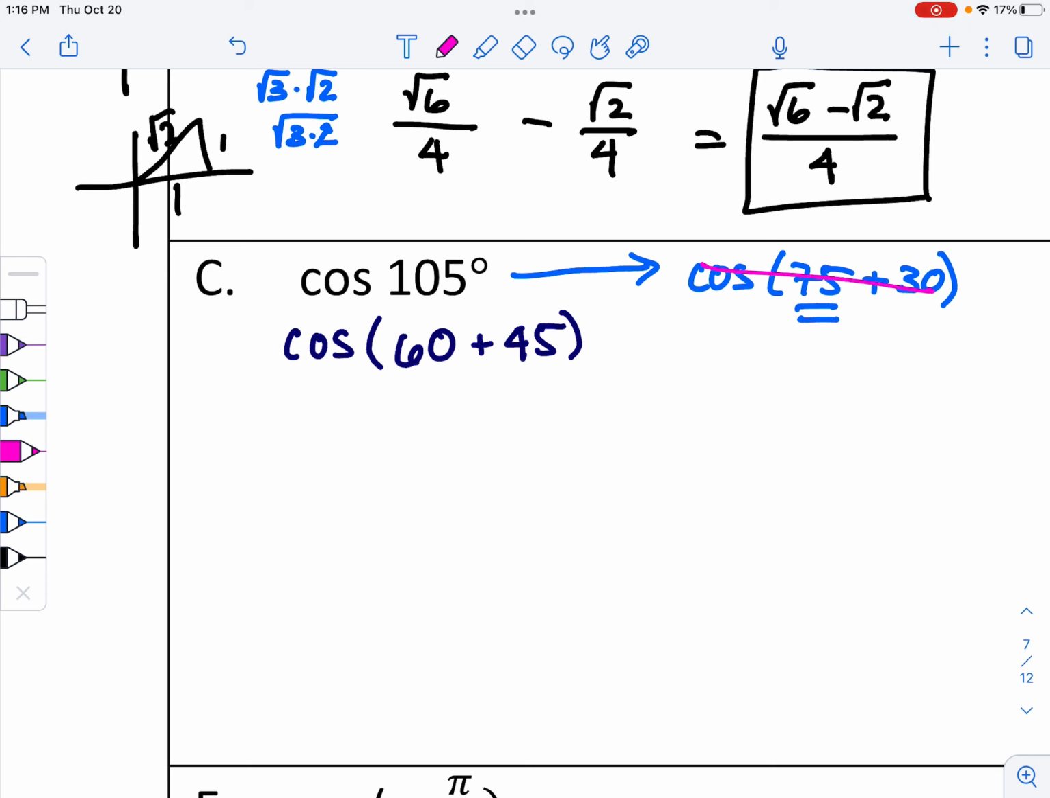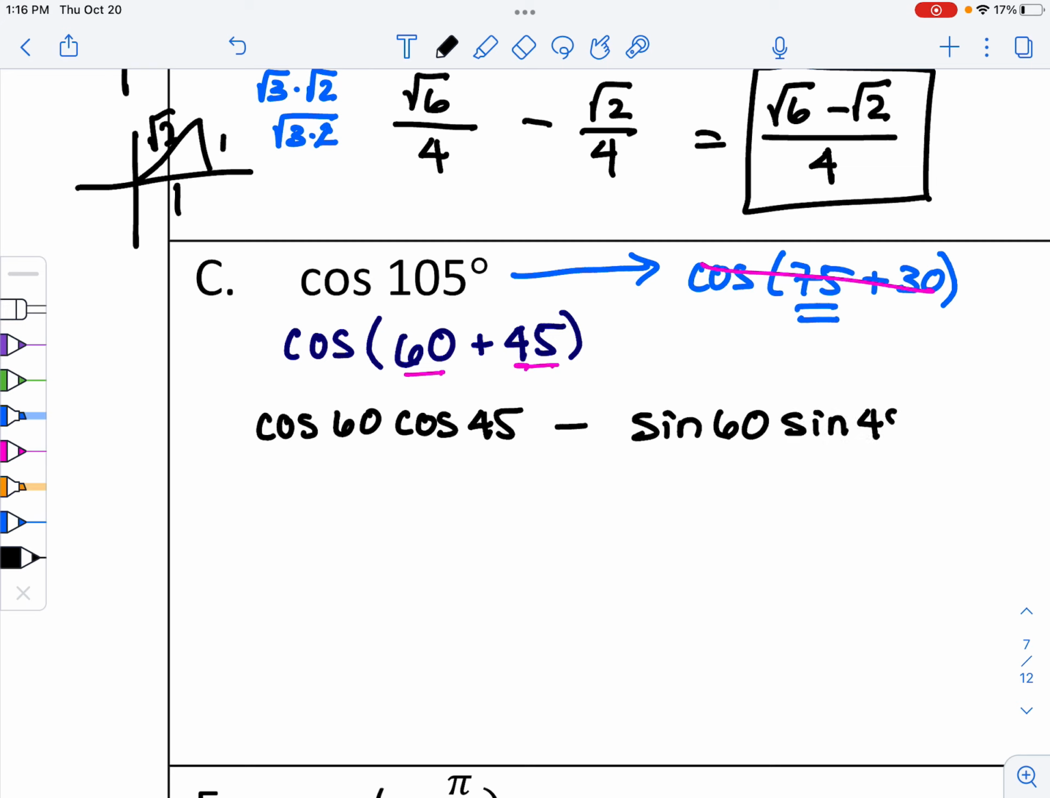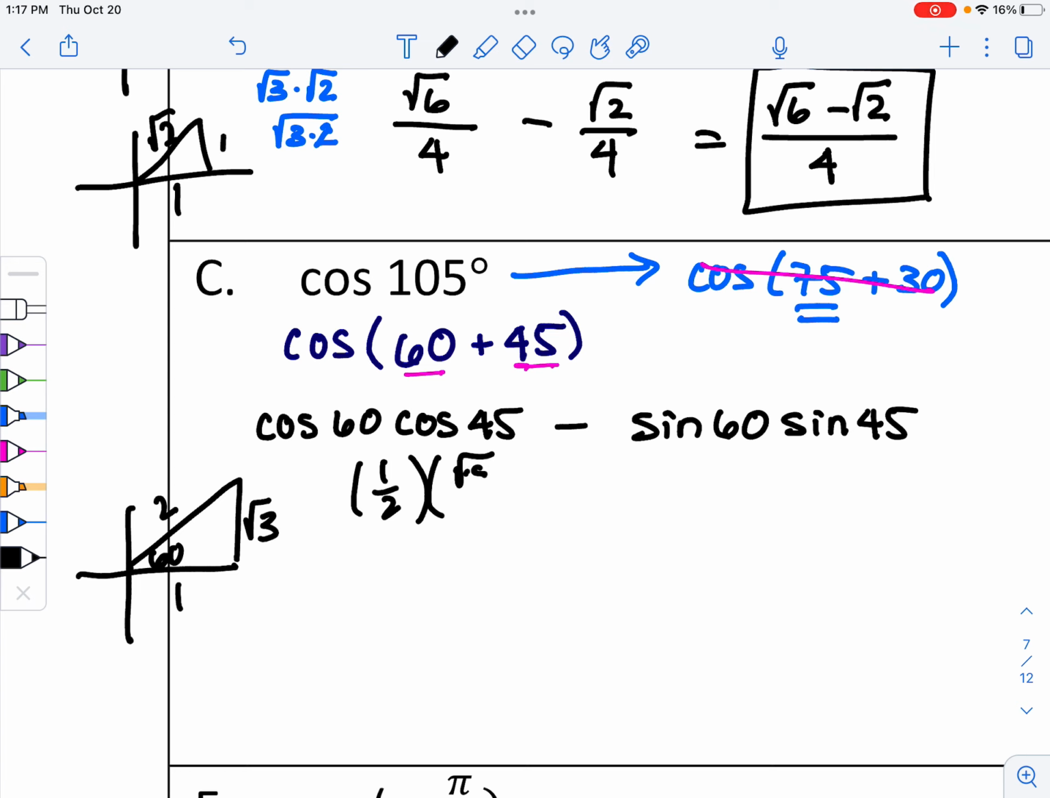So this is not a great example. This is not something that I would suggest that you do. You always want to pick angles that we know the side lengths to. Don't use angles other than the ones that we know. So if I do cosine of 60 plus 45, I would have the cosine of 60 times the cosine of 45 minus the sine of 60 times the sine of 45. We don't have a 60-degree triangle drawn, so let's go ahead and put that in there with a 60-degree reference angle. Cosine of 60 is 1/2. Cosine of 45 is root 2 over 2.